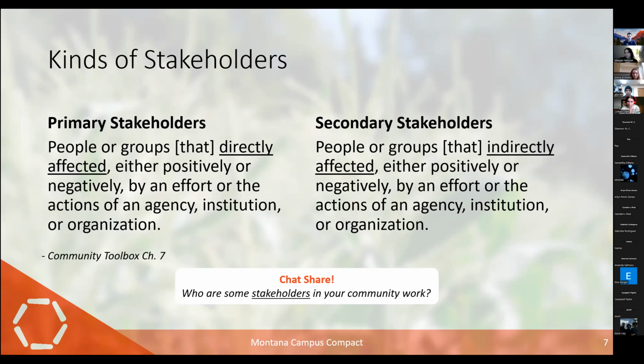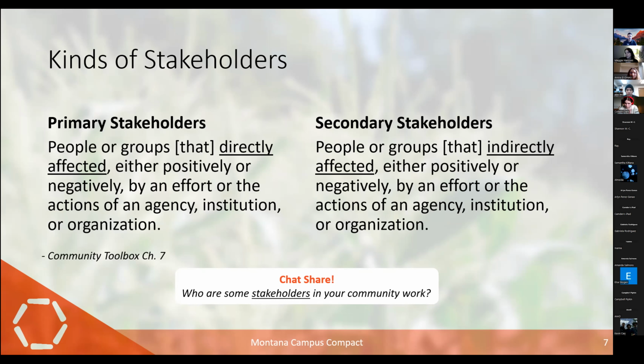Okay, so some of the messages in the chat here say LGBT community, excellent. That's a really good example. Community members more generally, yes, absolutely. That's definitely something that we generally need to consider. And again, like we alluded to at the beginning, Lexi points out this idea of students. Yes, they absolutely are stakeholders. And actually the work that we do in Montana Campus Compact, they very much are our key stakeholder, and we'll get onto key stakeholders shortly.